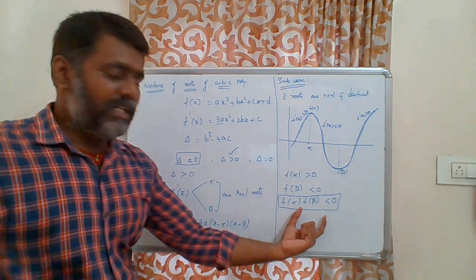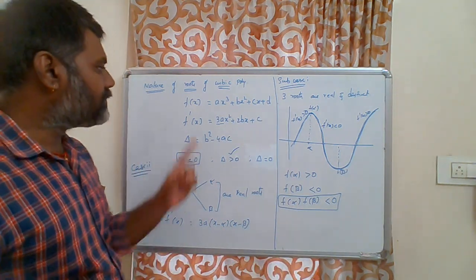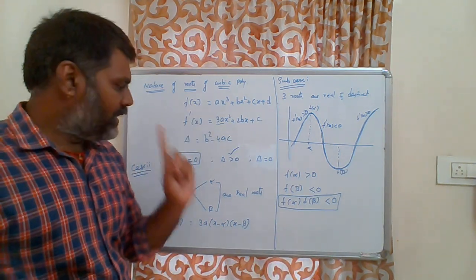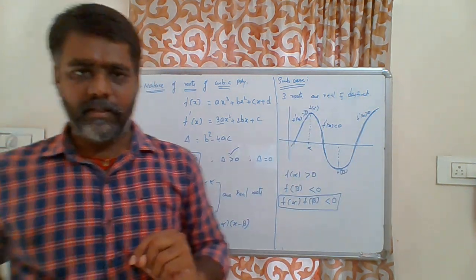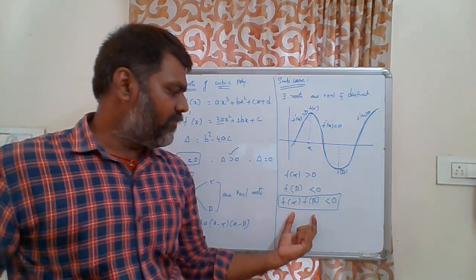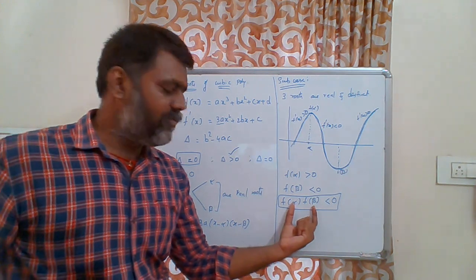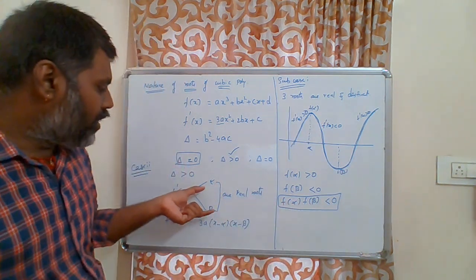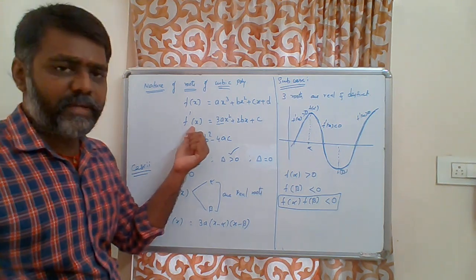From this condition, what do you conclude? The conclusion is f of x has three real and distinct roots when f of alpha into f of beta is less than 0. Here alpha and beta are roots of the quadratic equation, meaning the roots of f dash of x.